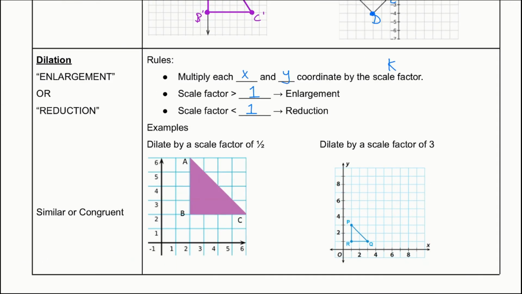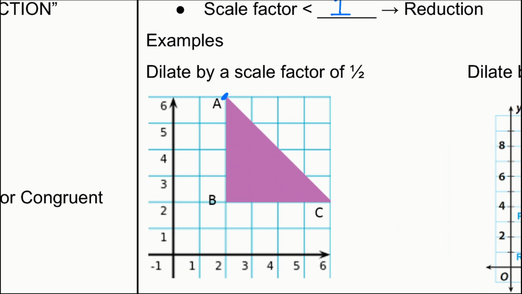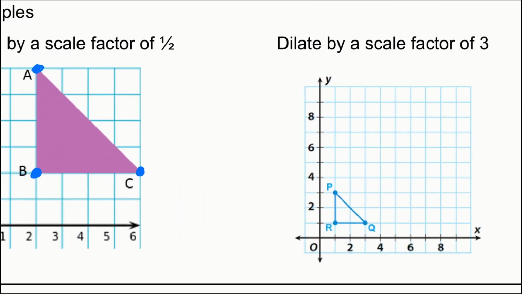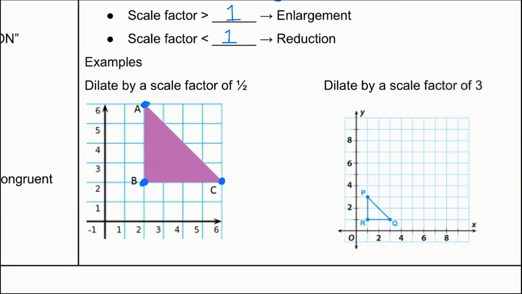Okay, so what I'd like for you to do is, again, pause this video and try your hand at these. A is going to be here. B, and this is for the pre-image. C is going to be right there. Over here, P, Q, and R, they're already labeled, so that's fine. All right, so pause this right now and then try your hand at these dilations.